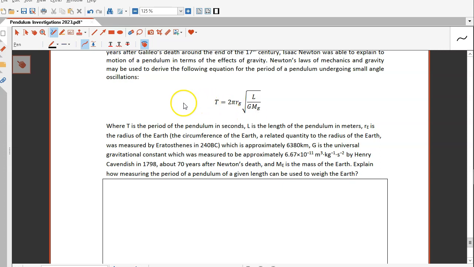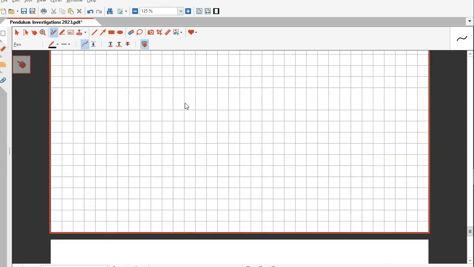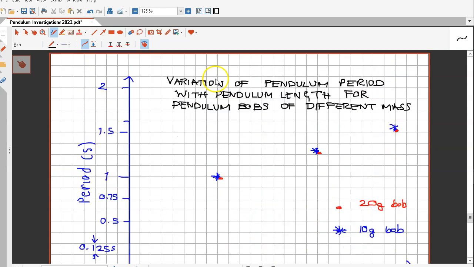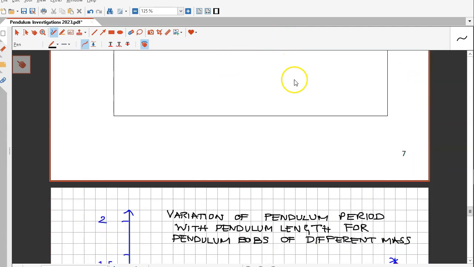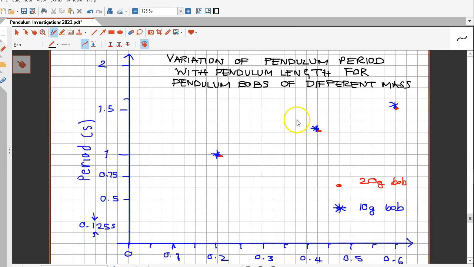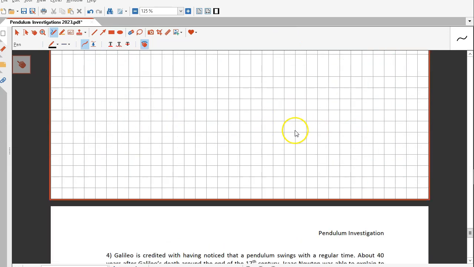So we see that the period of the pendulum is related to the radius of the Earth and the mass of the Earth. If we took the same length pendulum to the moon, we would get different periods. Okay, so that's interesting to note.